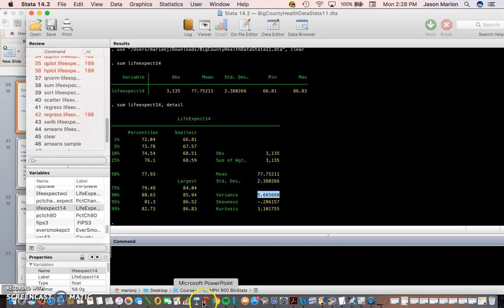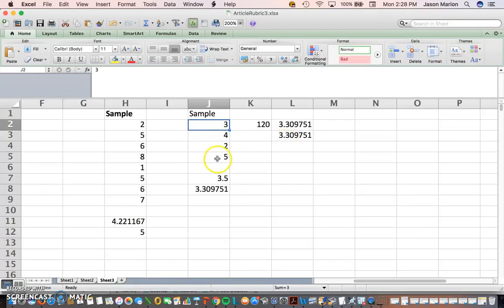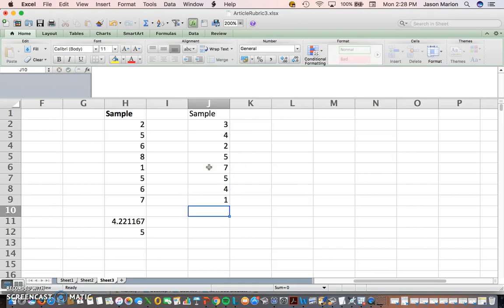Next, we're going to go to Microsoft Excel. So there was our data set before. We had 3, 4, 2, 5. We can add on to that. If I want the median, I just type in equals median. I'm going to highlight this set of data here.